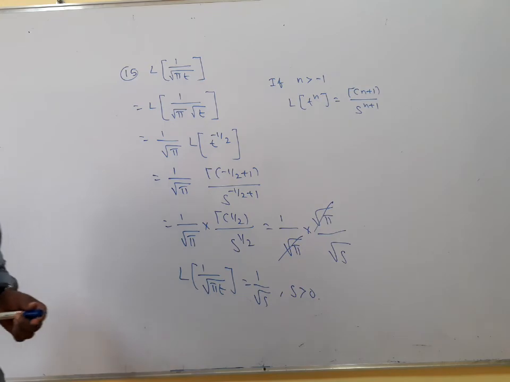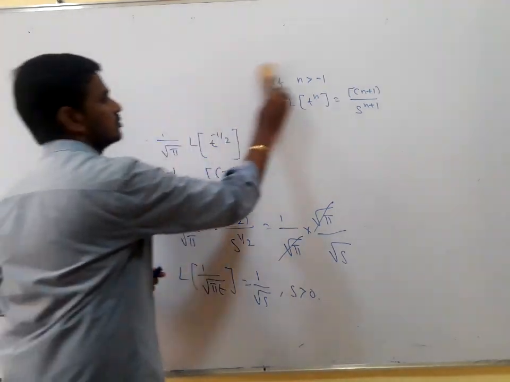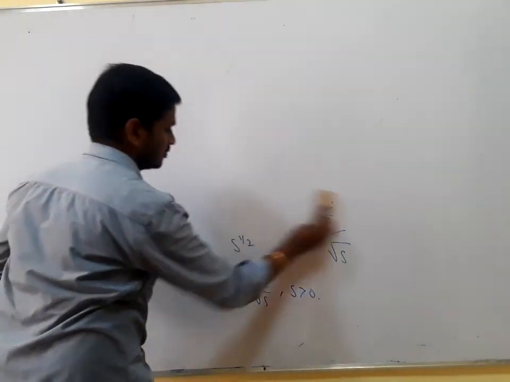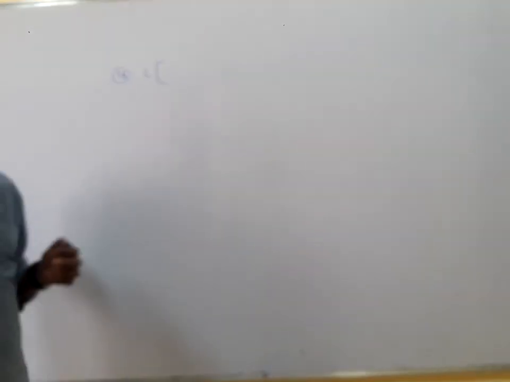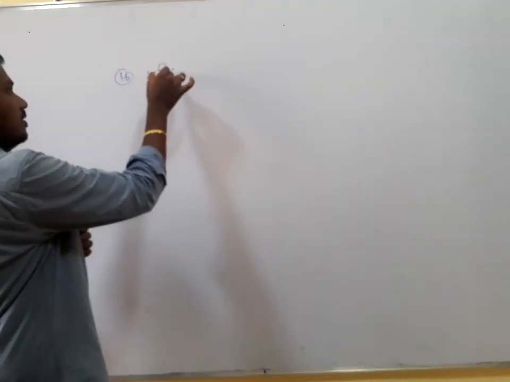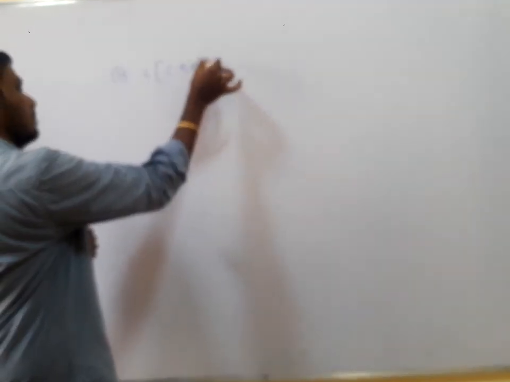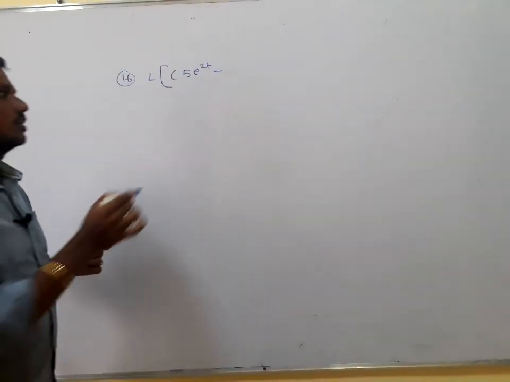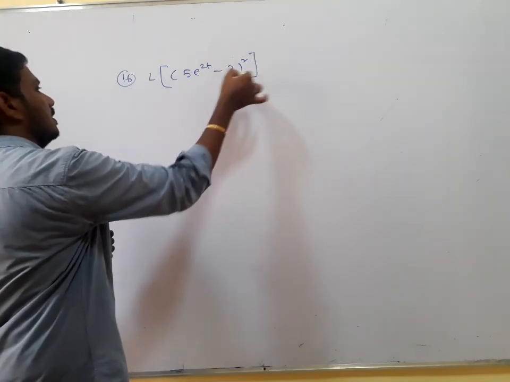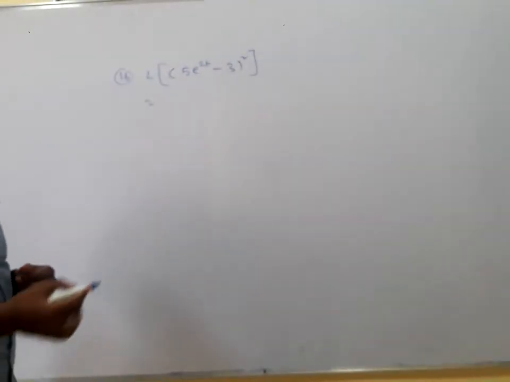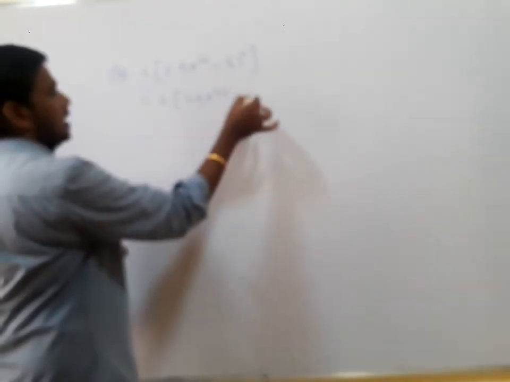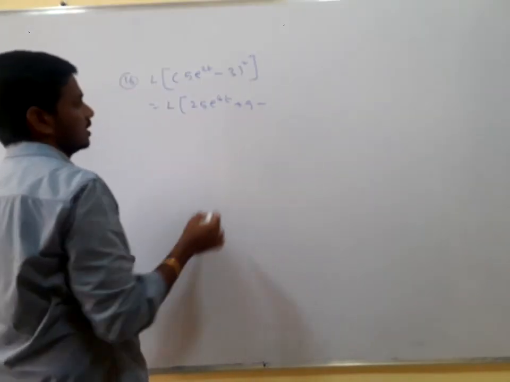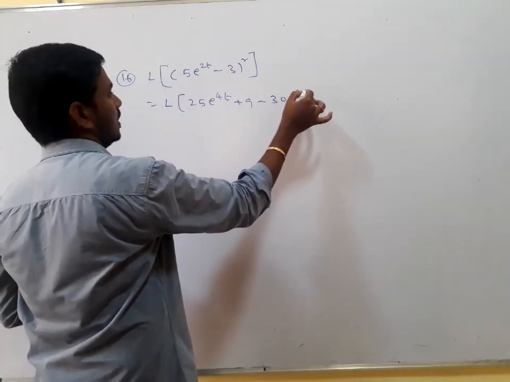Next, the 16th one. Laplace transform of 5 e to the power of 2t minus 3 whole square. You can evaluate it by expanding (a minus b) whole square. This can be written as 25 e to the power of 4t plus 9 minus 2 into 5 into 3, that is 30 e to the power of 2t.